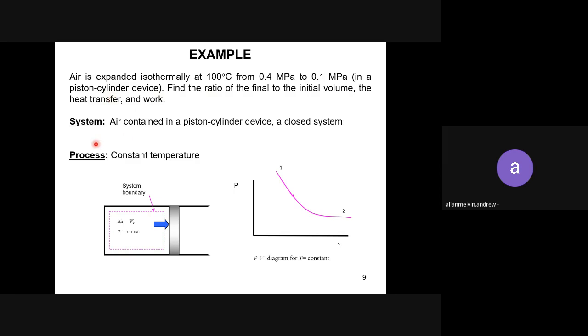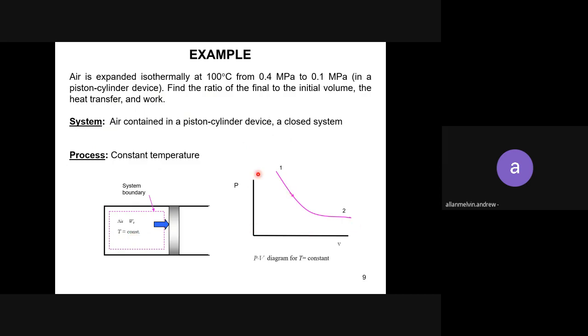So first you do, what is the system? System is a air contained in a piston cylinder device. So it's a closed system because no mass is entering. Okay, the process is a constant temperature process. Okay, so lukis yang ni, so a piston, then you have a system with a boundary air. So boundary work done, the only work done is the boundary work done. So T is constant, temperature is constant.